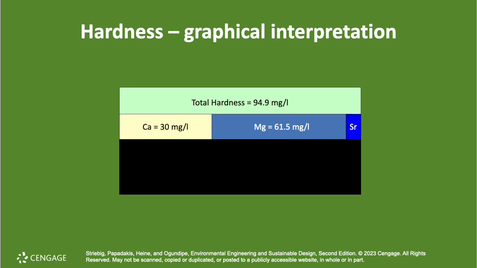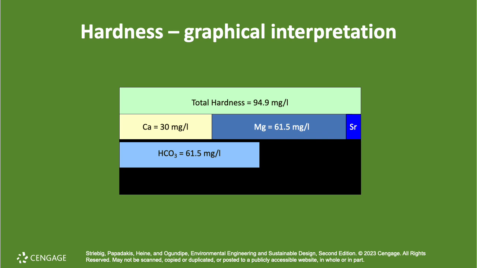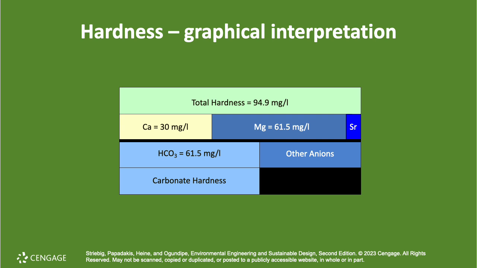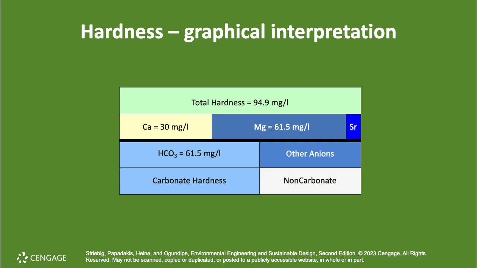Again, we can go to a graphical determination of this, where we see the total hardness is comprised of the hardness associated with the ions of calcium, magnesium, and strontium. There's a carbonate hardness of 61.5 milligrams per liter, and the remaining is made up of other anions and is part of the non-carbonate hardness. This will help us if we ever run into water softening issues with water that's hard in an area because of too much limestone and too many dissolved solids in the solution.